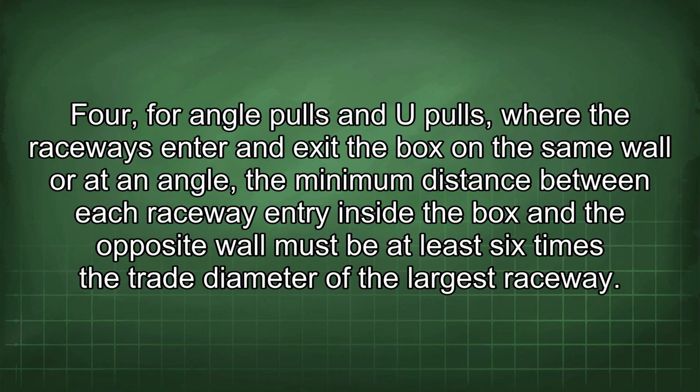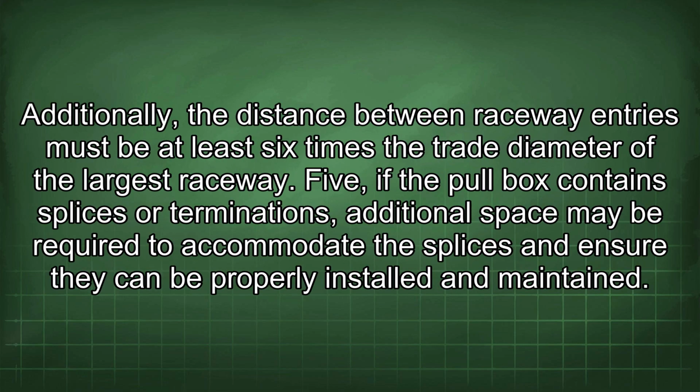4. For angle pulls and U-pulls, where the raceways enter and exit the box on the same wall or at an angle, the minimum distance between each raceway entry inside the box and the opposite wall must be at least 6 times the trade diameter of the largest raceway. Additionally, the distance between raceway entries must be at least 6 times the trade diameter of the largest raceway.